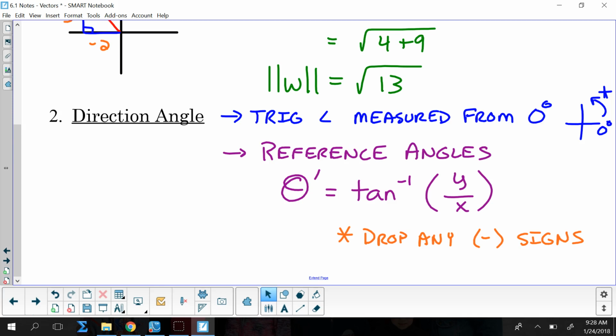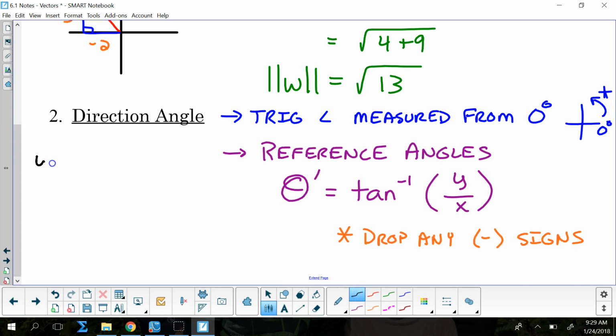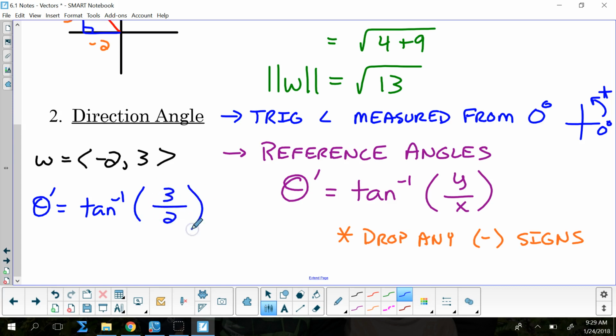From there, then, we're going to use logic to determine what the actual direction angle is. Okay? All right. So, let's take it to this particular scenario. Remember that my vector W was the vector negative 2, 3. Okay? So then theta prime, or my reference angle, is going to be the inverse tangent here of 3 divided by 2.